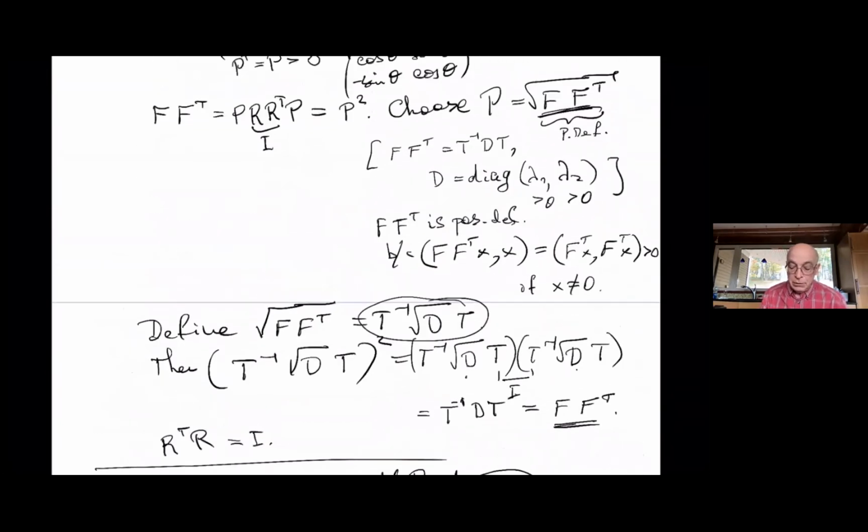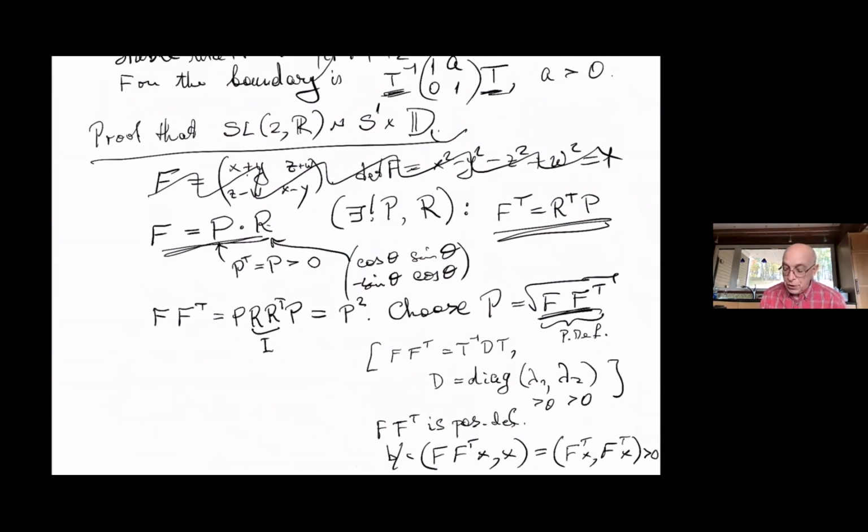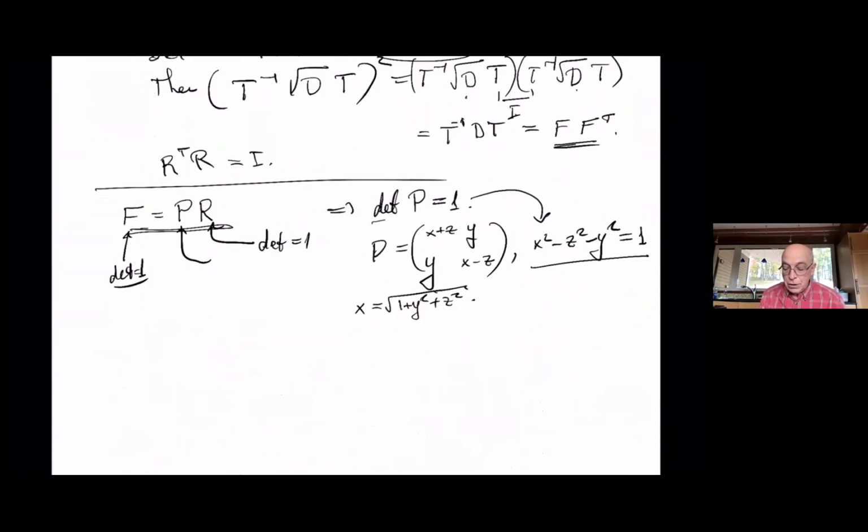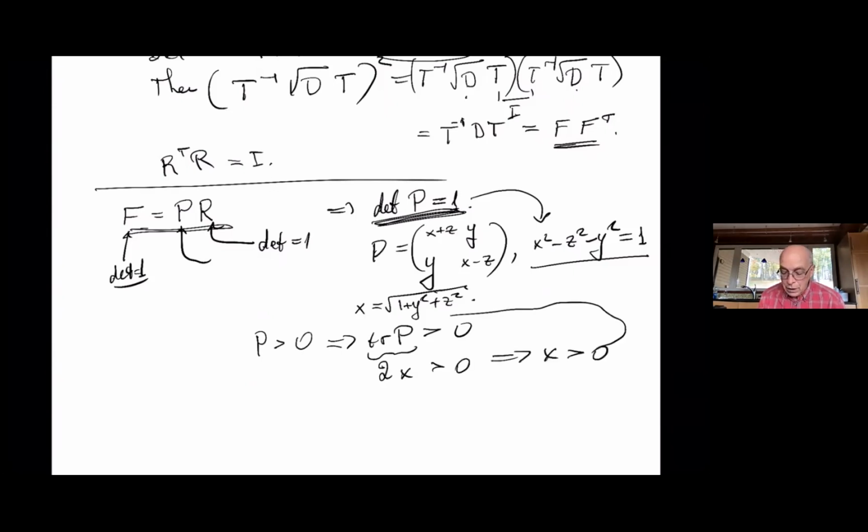I had the right to do that because I said P is positive definite. That I have not used yet. I only used the determinant equal 1, but I did not use P positive. So P is a positive definite matrix implies that the trace of P is positive. But the trace of P is what? It's 2x. So that's why I did not put a minus.